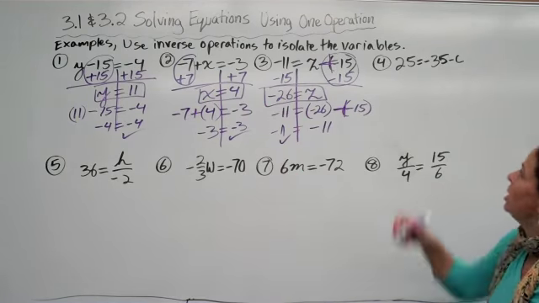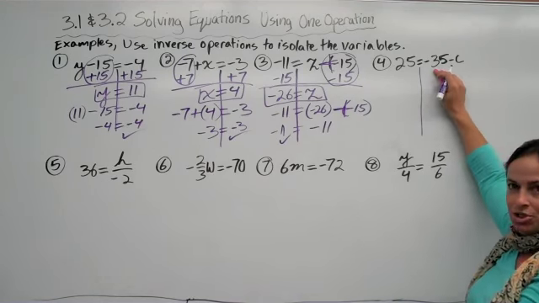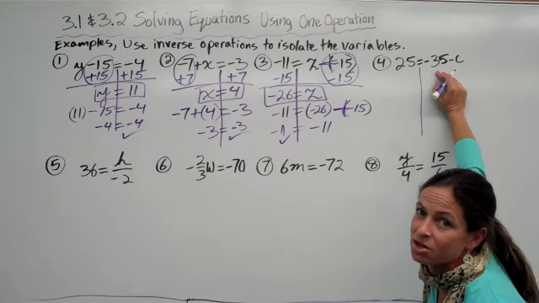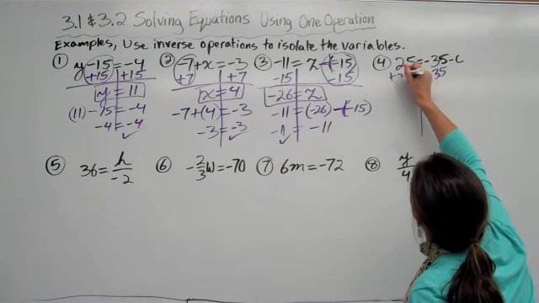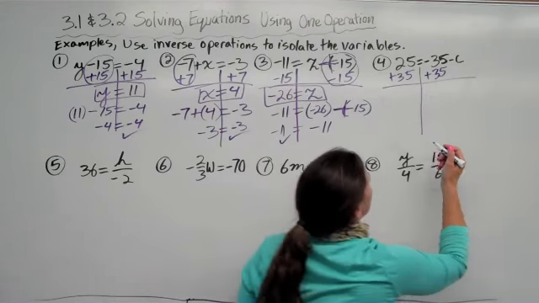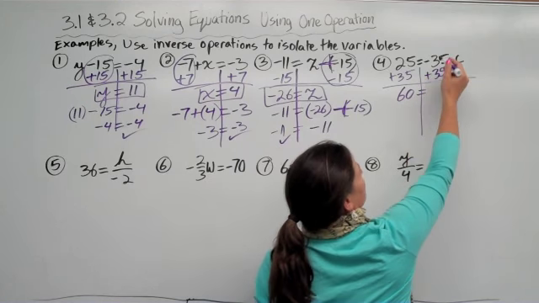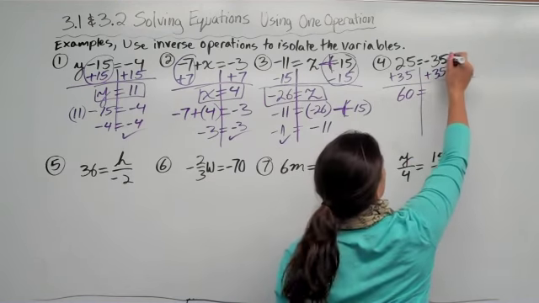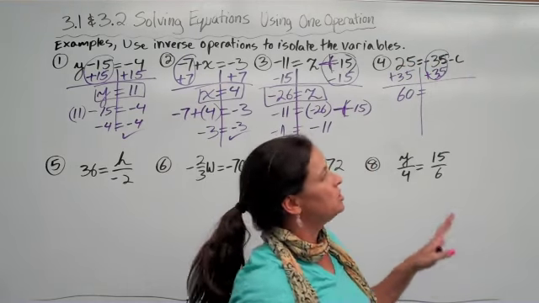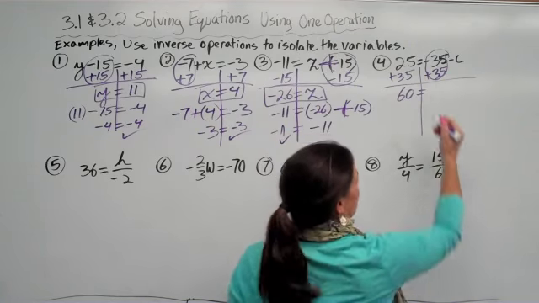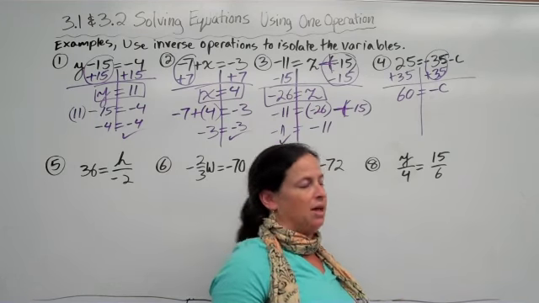All right, number 4, build your fence. C is on the right side. Get rid of what's attached to it, which is negative 35. What's the inverse of negative 35? Plus 35. So 25 and 35 makes 60, and negative 35 and positive 35 make 0, but what do I have left? Uh-oh, this one's tricky. I don't have just a c left. I have a negative c left. Or you could say the opposite of c left.